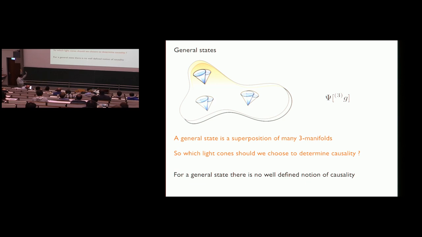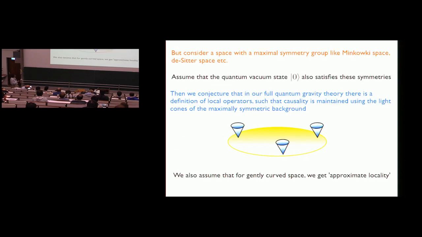So for general states, there will be no well-defined notion of causality, and I think that we have to agree with that, just from the nature of things. But I think the following notion is true even in string theory, and in any theory of quantum gravity, I think it should be true. You take a space which has a maximal symmetry group, like Minkowski space or de Sitter space. I just took Minkowski space here. Okay. And assume the quantum vacuum state also had these symmetries. So take a Lorentz invariant vacuum in flat space. It has quantum fluctuations, but I have taken the vacuum for flat space.